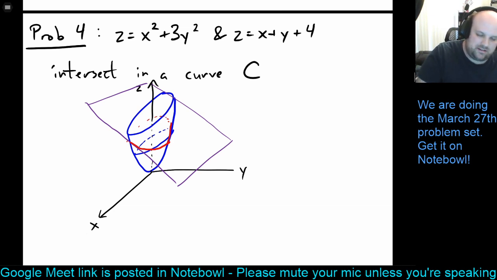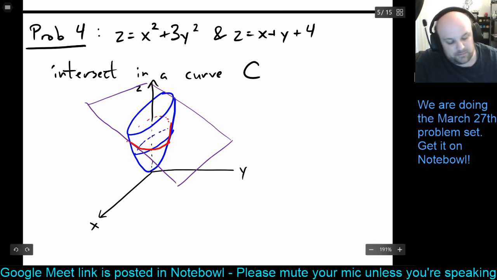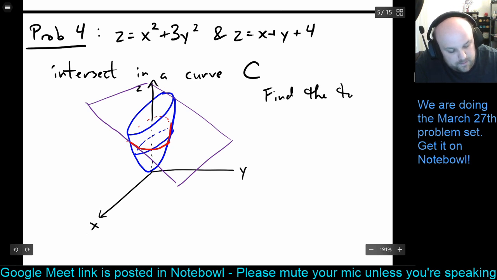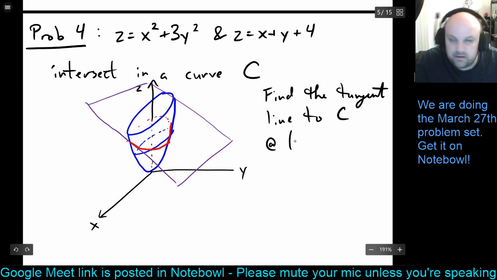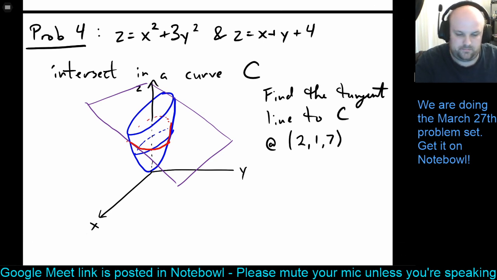So I'll show this in Mathematica in a second here. But the goal of this problem is we want to find the tangent line to C at what was the point? 2, 1, 7. So that's the problem there. Go ahead and think about that problem for a second while I make up the picture in Mathematica real quick, and then I'll share that.